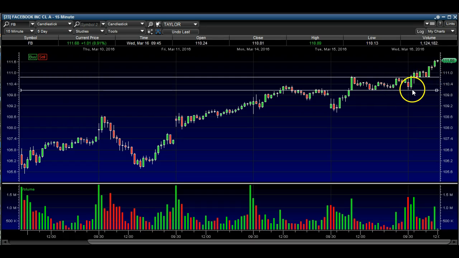Below that, we've got support right at 110, okay? The lows of all these candles hit that level, and the highs of these candles as well as here, okay?